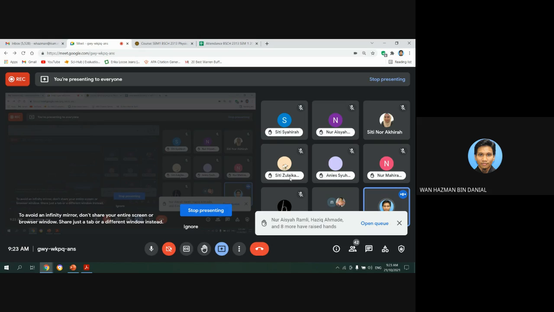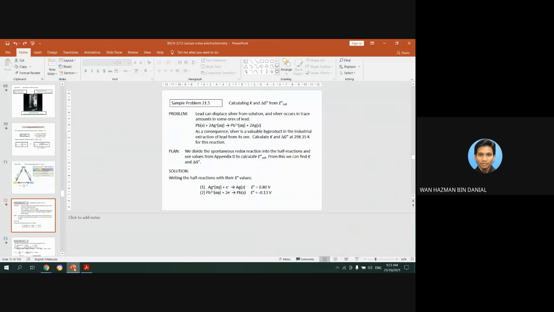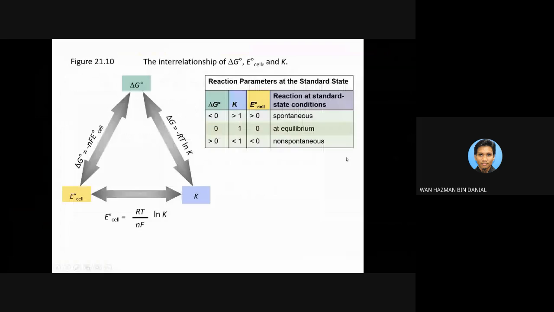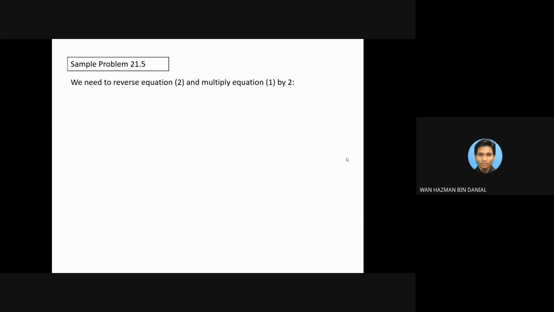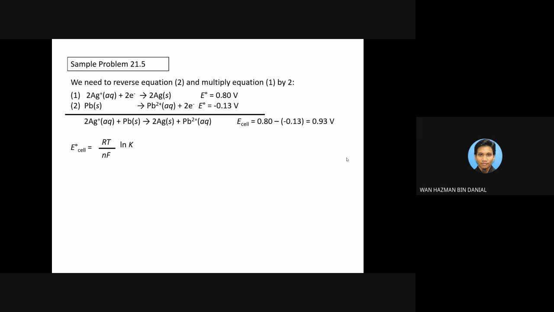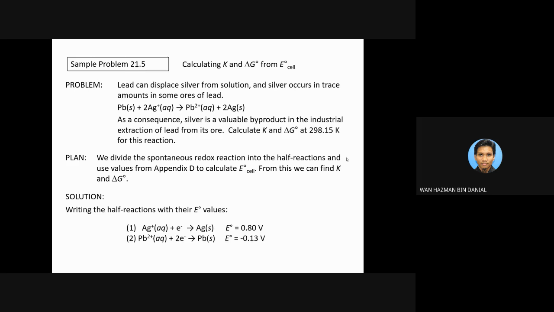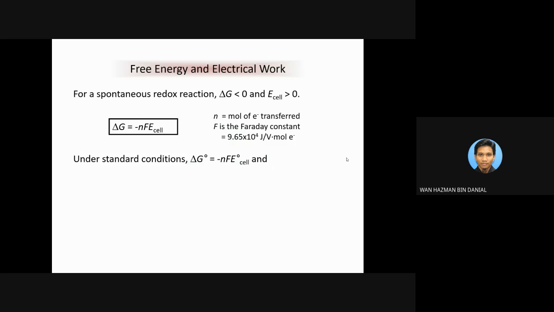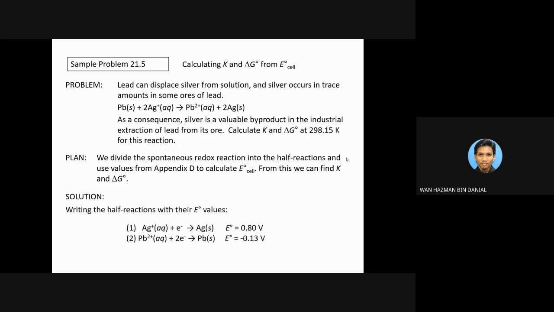Okay, so alright, kita sambung sikit lagi. So tadi sampai mana? Yang ni ini dah belum. Okay, ini belum. Okay, let's look at this problem. So lead can display silver from... bukan tadi soalan yang tadi ke dah tadi? Yang belum. Betul. Yang ni lah dia.